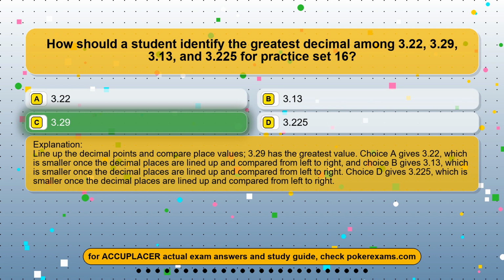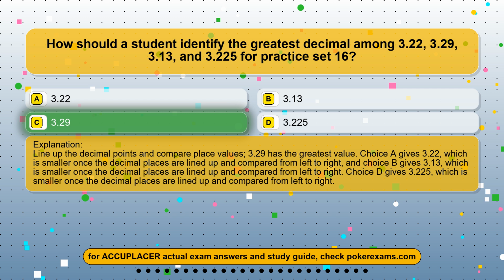Choice A gives 3.22, which is smaller once the decimal places are lined up and compared from left to right, and choice B gives 3.13, which is smaller once the decimal places are lined up and compared. Choice D gives 3.225, which is smaller once the decimal places are lined up and compared from left to right.